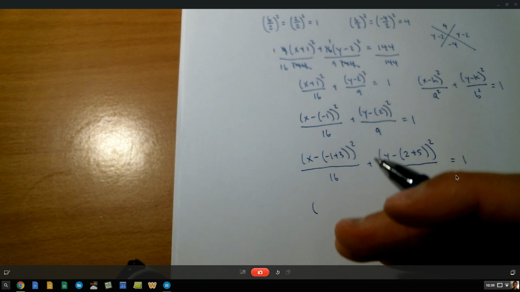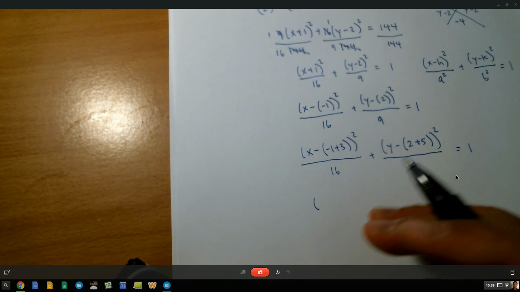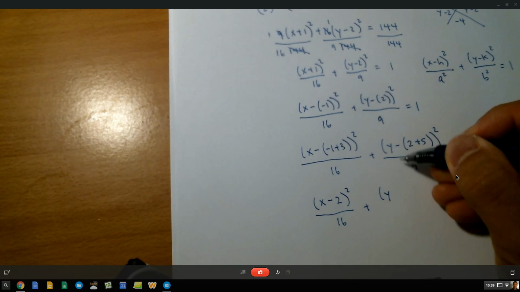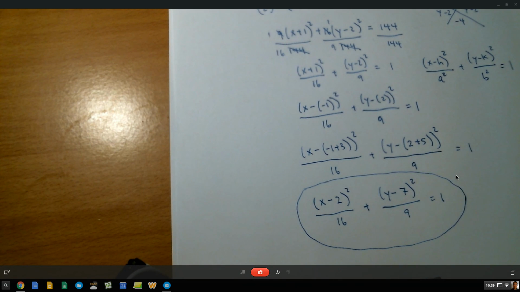So you end up with x minus, this becomes 2 on the inside, minus 2 squared all over 16, plus 2 plus 5 is 7. So we have y minus 7 squared all over 9. And that's going to give you 1. Okay, and now we have our new equation translated.